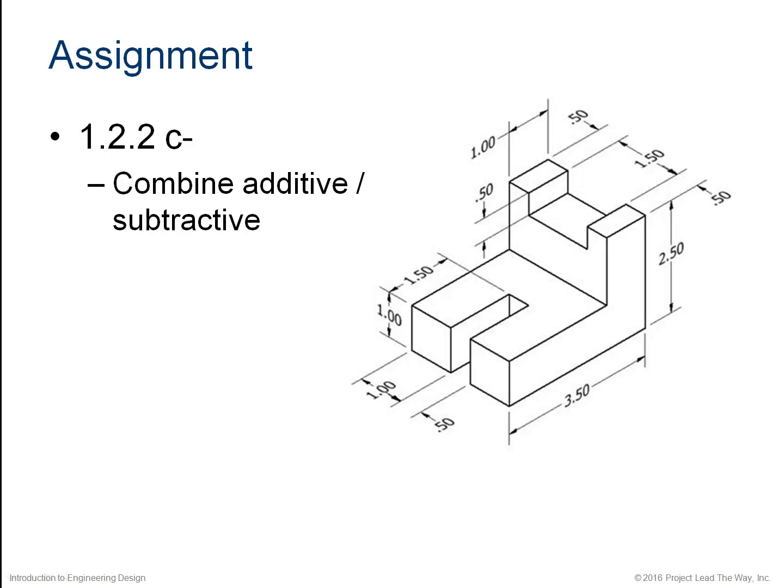Now our assignment, 1.2.2c. If you navigate in Canvas to that, you're going to find that I want you to make this part through a combination of additive and subtractive extrusions. I showed you the steps to do that briefly in the overview. You take a closer look and figure out the best way to make it.